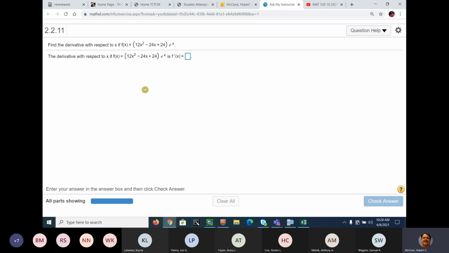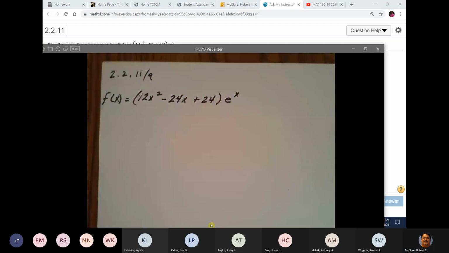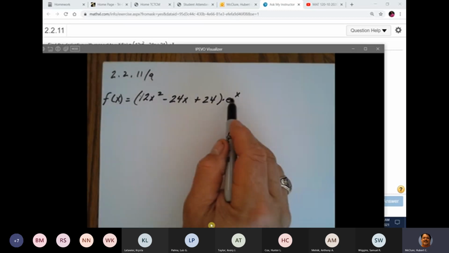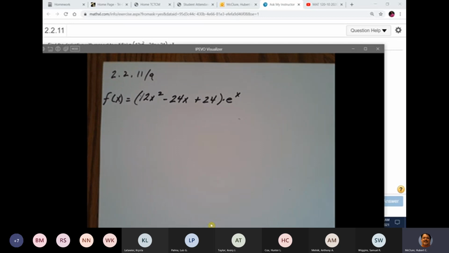All right, I'm going to give y'all a few seconds to work on the product rule. And here is your product right there. So that would be first times the derivative of the second plus the second times the derivative of the first. So go ahead and write that up and see how far you can get.